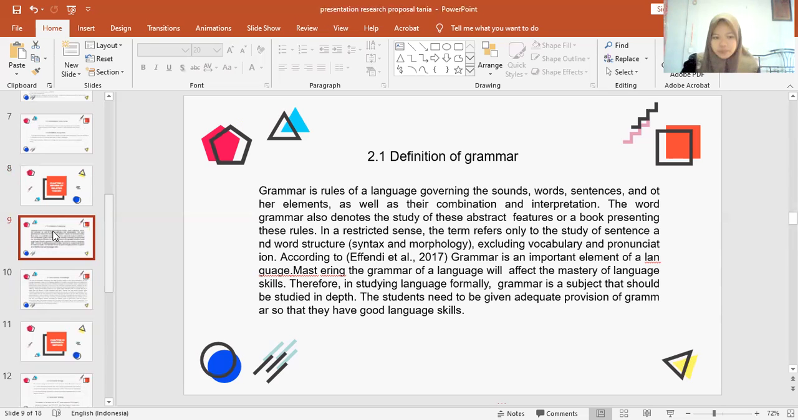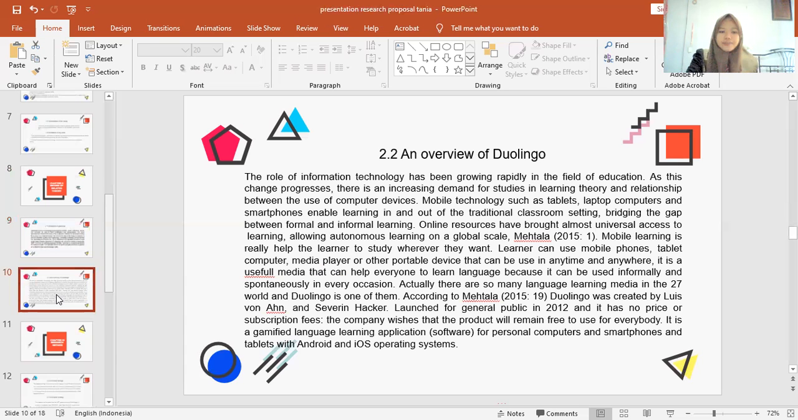According to Effendi et al. 2017, grammar is an important element of a language. Mastering the grammar of language will affect the mastery of language skills. Therefore, in studying language formally, grammar is a subject that should be studied in depth. The students need to be given adequate provision of grammar so that they have good language skills. Next, we move to an overview of Duolingo. The role of information technology has been growing rapidly in the field of education.